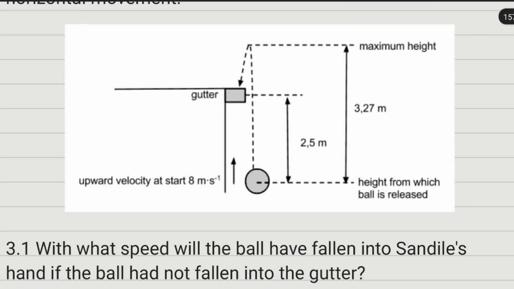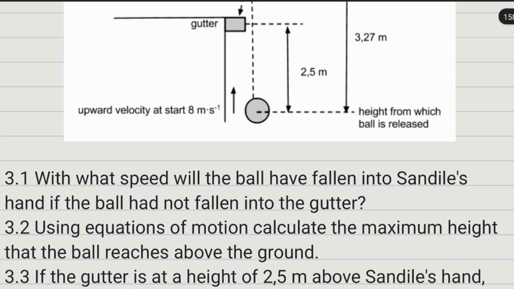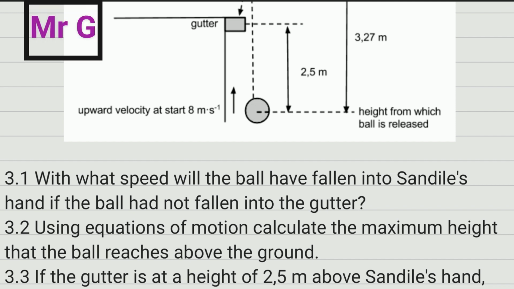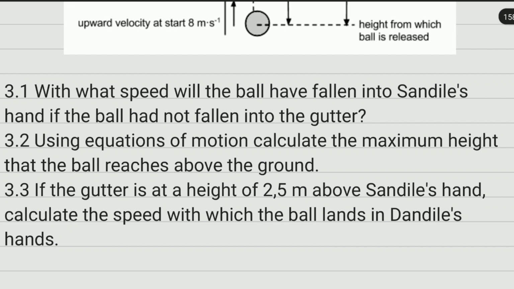And here is the picture of what we have there, so we don't have to draw the situation. With what speed will the ball have fallen into Sandile's hand if the ball has not fallen into the gutter? Using equations of motion, calculate the maximum height that the ball reaches above the ground. And if the gutter is at a height of 2.5 meters above Sandile's hand, calculate the speed with which the ball lands in Sandile's hand.